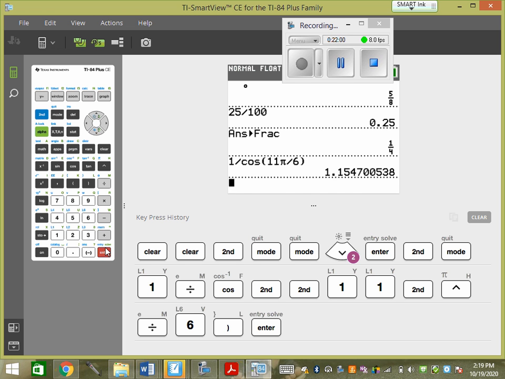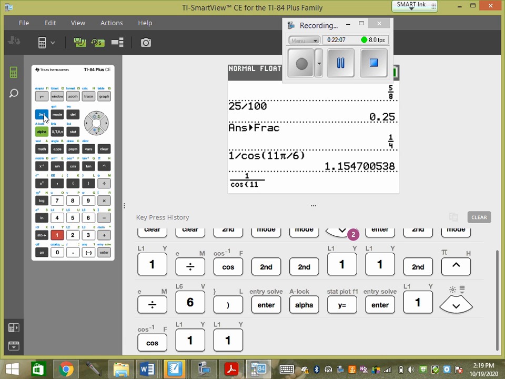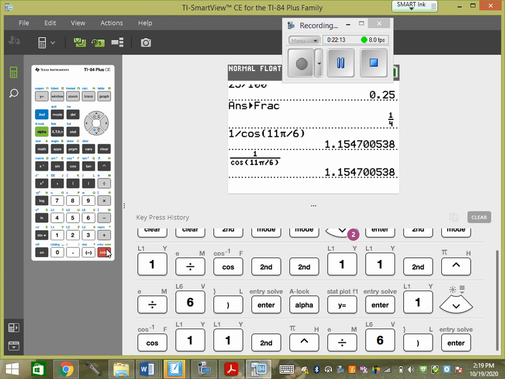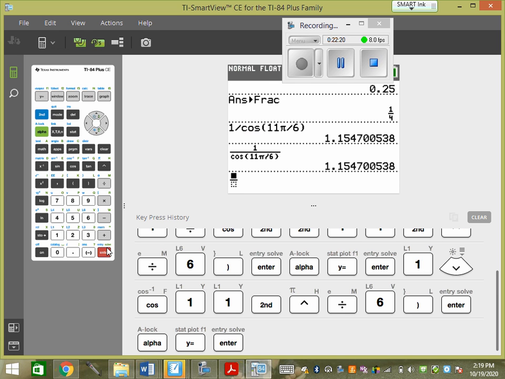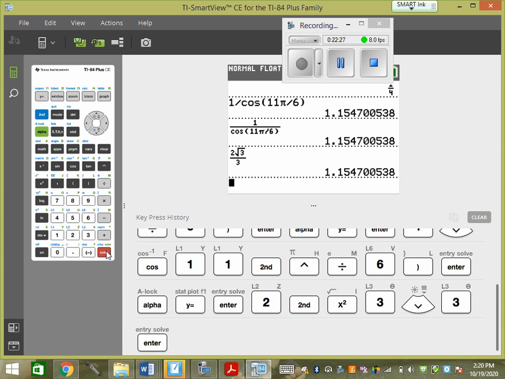When I have a fancy calculator, I can go alpha y equals, enter, and make it actually look like it. 1 divided by, and this makes me happier. Not sure why. And I could have made this a fraction as well. I always say that, right? Now, I have an answer: 2 root 3 divided by 3. Matches. Right on. I can check these, right?